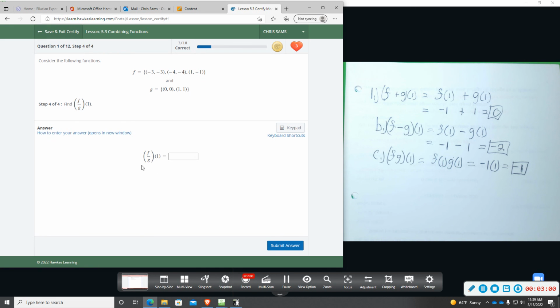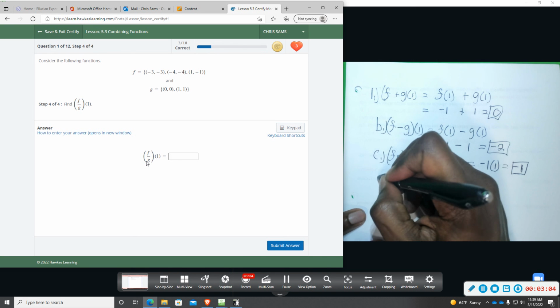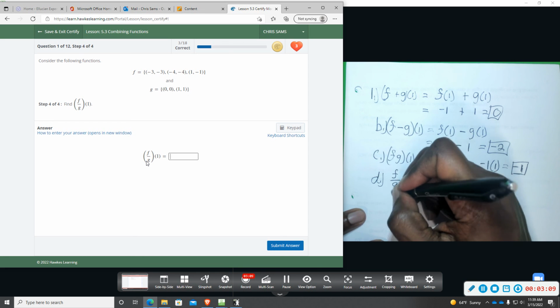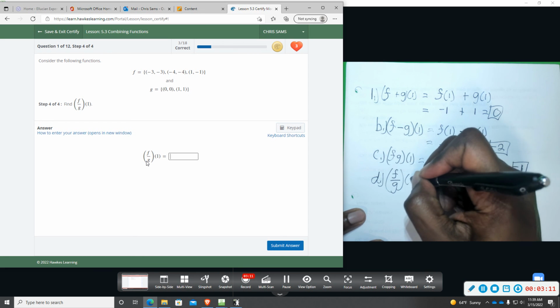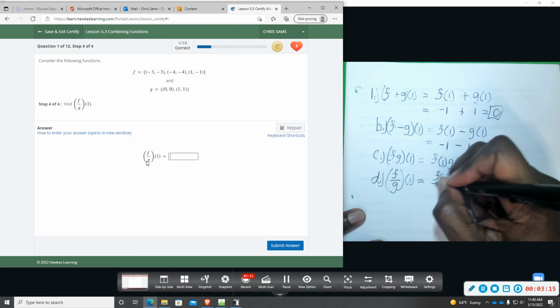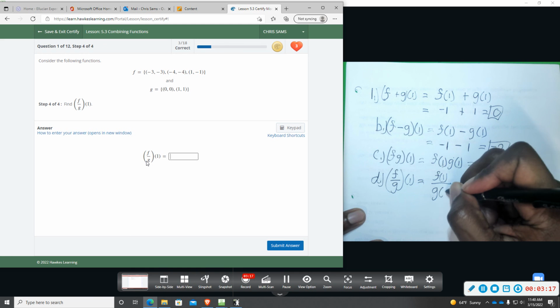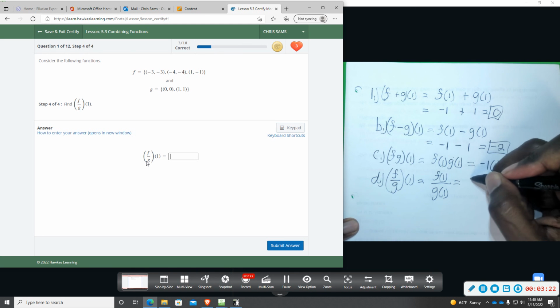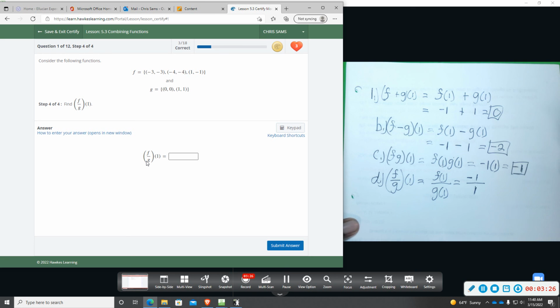And then we have f divided by g of 1. So part D, f divided by g of 1. Okay, again, this means f of 1 on top, g of 1 on bottom. So you're just plugging in 1, and then those values are the same. -1 divided by 1, because that's what g of 1 was. And then this gives us a -1 as well.